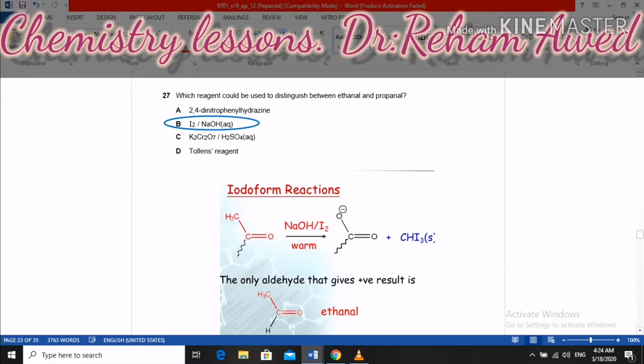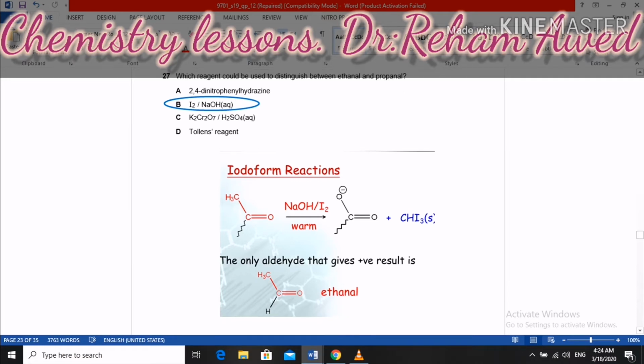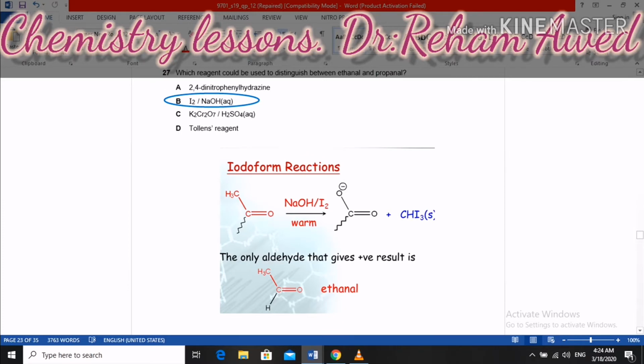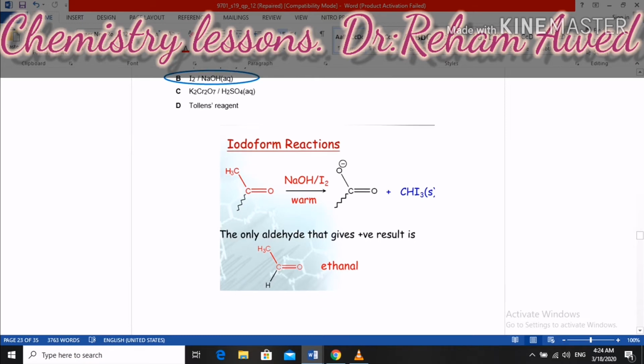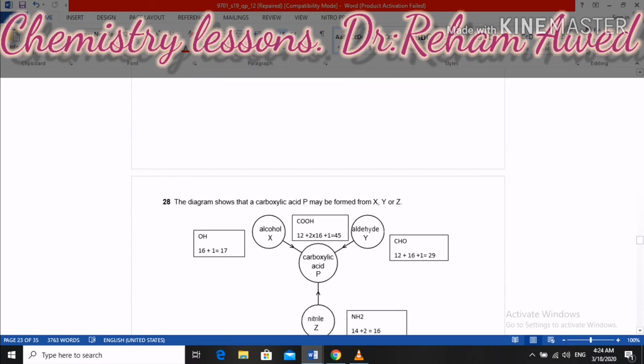It is the iodoform reaction. We add sodium hydroxide and iodine and warm. We will have CHI3, a solid yellow precipitate, used for identification of ethanal and methyl ketones only. But all other aldehydes give negative results. Next question. Question number 28.